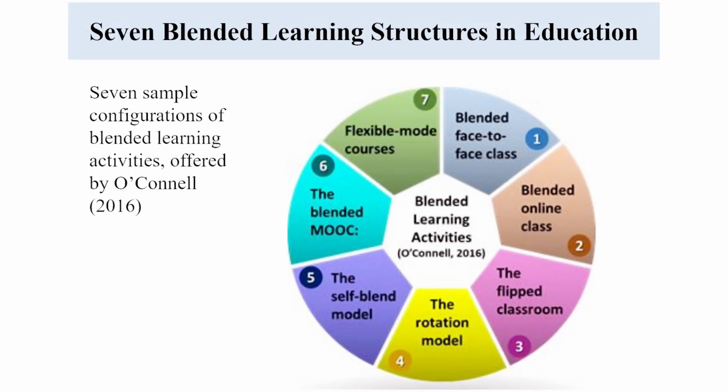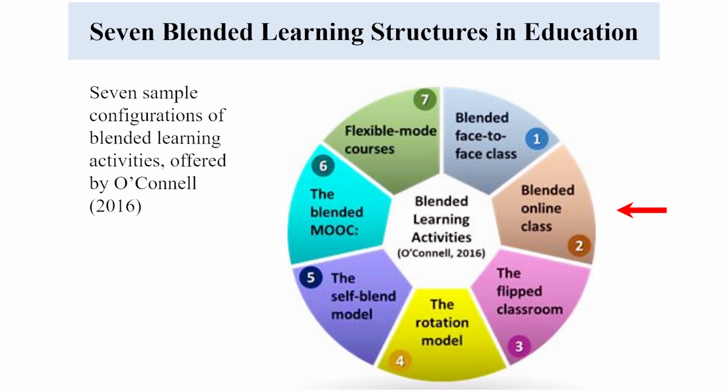We will now discuss the 7 blended learning structures in education. The visual reflects the 7 structures numbered from 1 to 7. Number 1 is blended face-to-face class. The names are very interesting and they carry to a great extent the meaning and nature of that particular structure. Number 2 is blended online class. Again, you can see two aspects which are already embedded in the name of the structure.